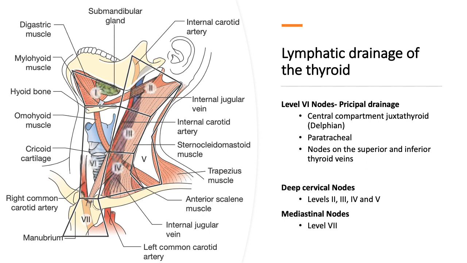Then the lymphatics will drain to the deep cervical chain, such as the levels of 2nd, 3rd, 4th and 5th lymph nodes. There will be a drainage to the mediastinal lymph node, that is level 7. The cervical lymph node block dissection is to be carried out in papillary carcinoma of the thyroid if there is any evidence of a cervical lymph node metastasis.